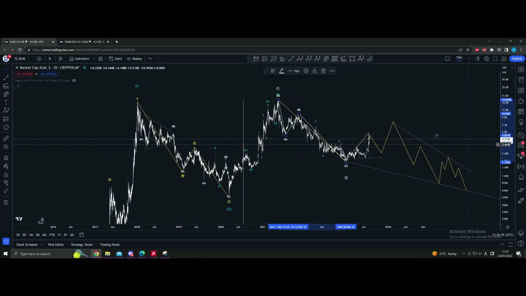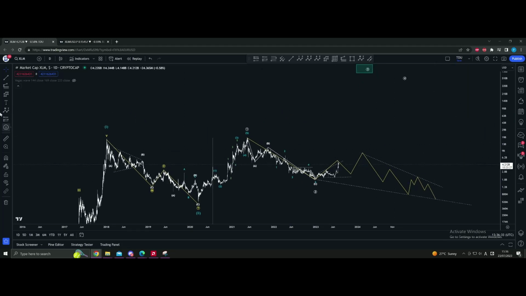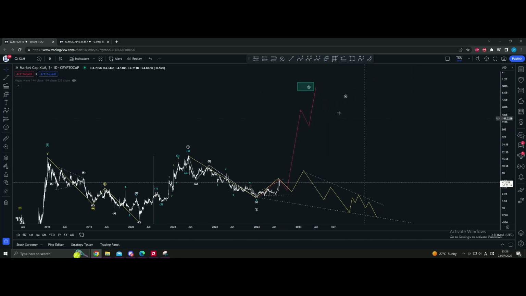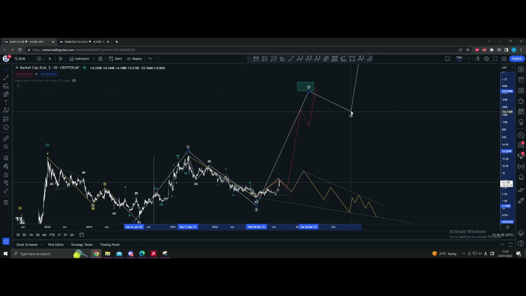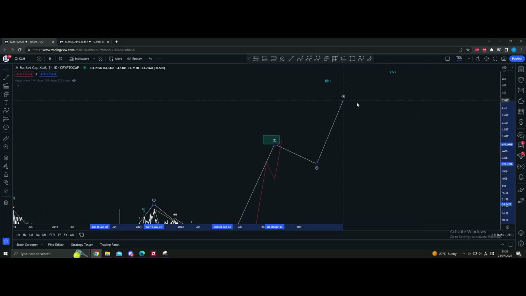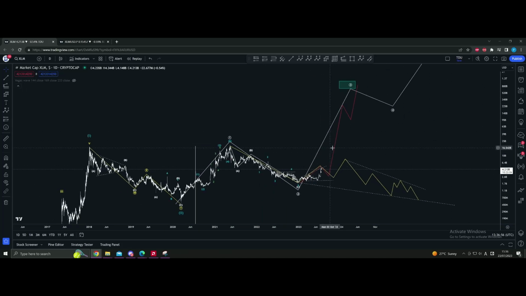Targets, if this was a wave 1, this would be wave 1 of the wave 3. So 1, 2, 3, 4, and 5. And this is only your wave 3. And you know how it goes after. Just a visual representation, alright?